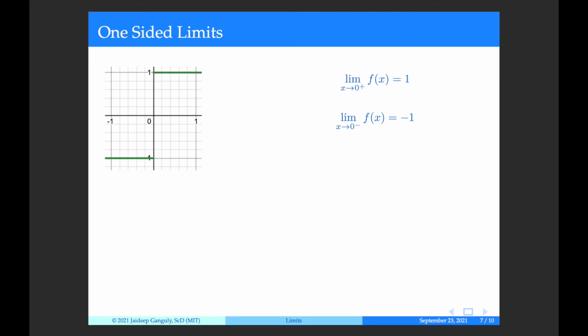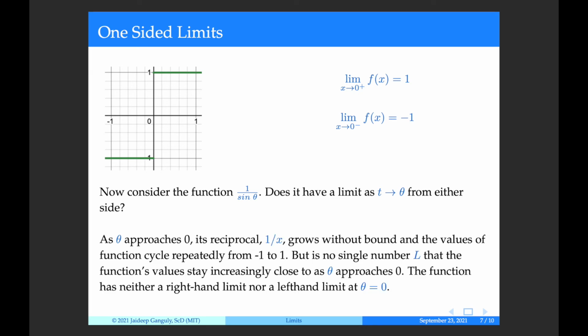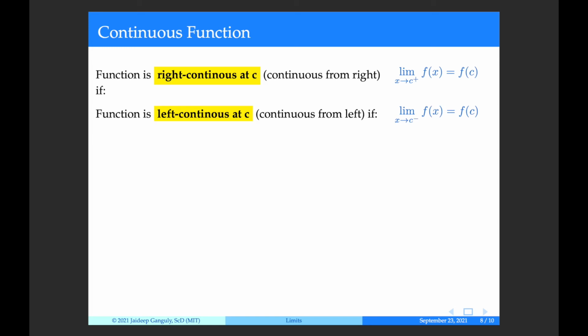Sometimes only one-sided limits may exist, as shown in this example. One-sided limits lead us to the definitions of right continuous and left continuous functions.